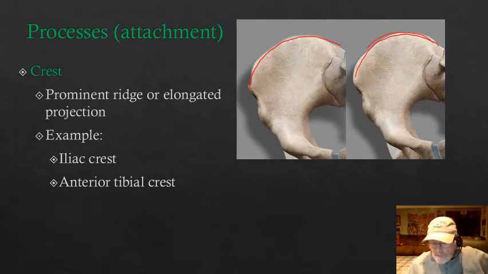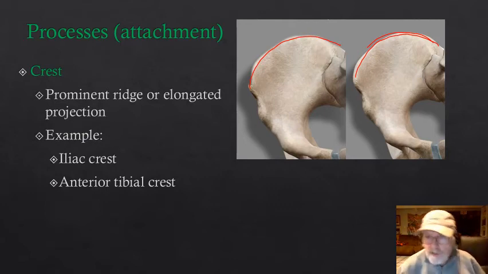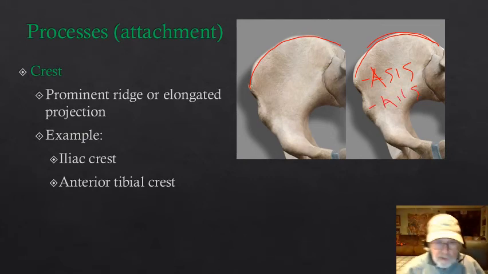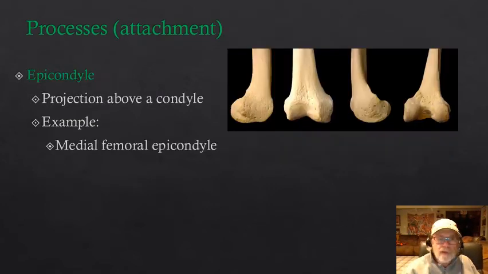If you take your hands and feel the sides of the lower portion of your abdomen, at the hip, you'll feel that little ridge of bone, and that bone is called the iliac crest. It has little bumps on there, called the ASIS, or anterior superior iliac spine, and the AIIS, anterior inferior iliac spine. But here, that area would be called the crest. It's a prominent ridge or elongated projection.